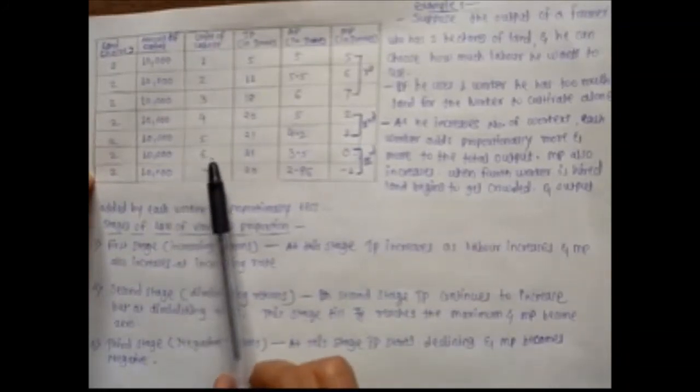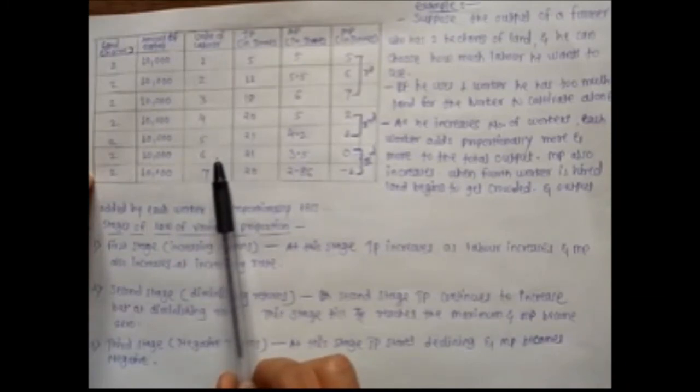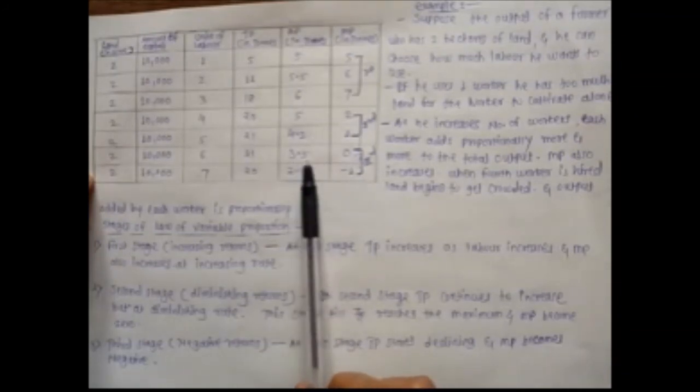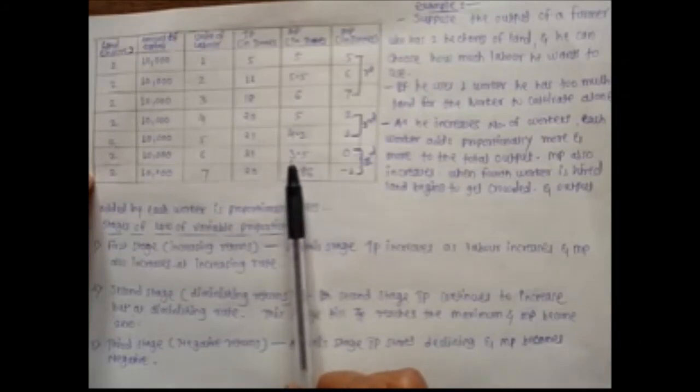Then the third stage is the negative returns stage. Here, when we use the sixth unit of labor, the total product remains 21 tons, and marginal product becomes 0. At this stage, average product also decreases. It is 3.5.